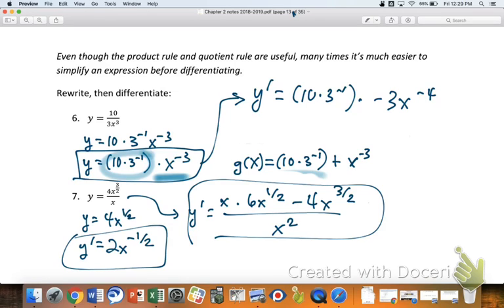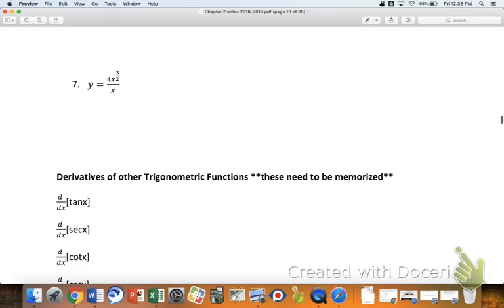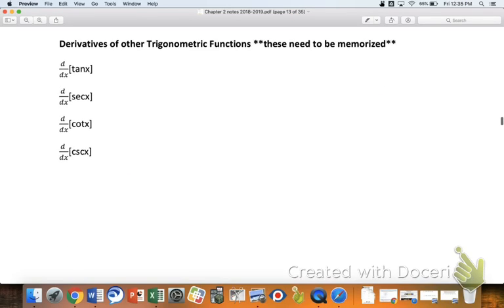All right, cool. Well, I don't know what's next. Let's find out. Oh, other trig functions. These are cool. All right, so I maybe will show you how to derive one of these derivatives, like where it comes from. But I put this over to the side. Bottom line is these have to be memorized.